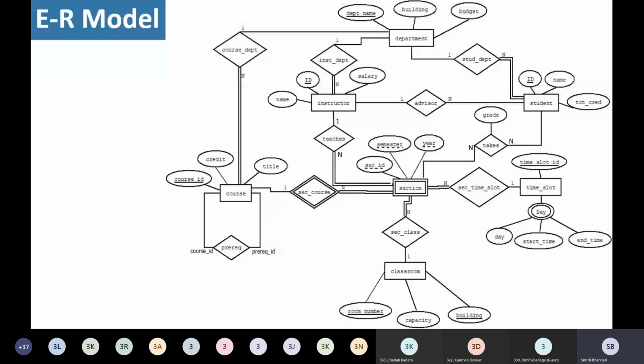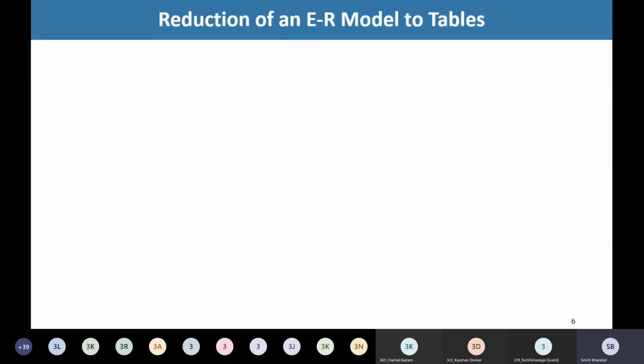And that is why we need to convert it into a relational schema. So in this session, we are going to discuss how the ER model is being converted into relational schema. And once the relational schema is ready with us, then directly we can go and practically implement our relational schema in one of the relational database management systems. So we are going to discuss now how to reduce ER model to tables.